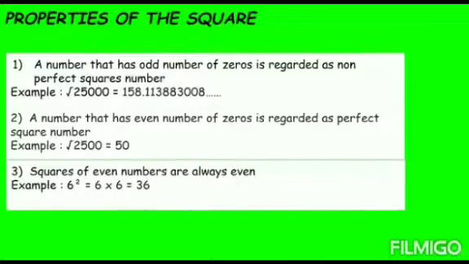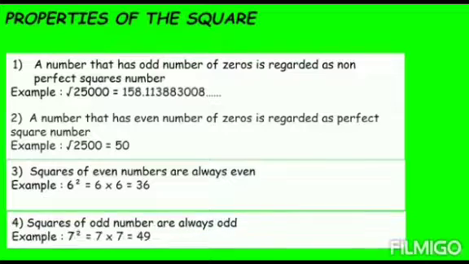The third property is that squares of even numbers are always even. For example, 6 square is equal to 6 into 6 is equal to 36. 6 is an even number and 36 is also an even number. Hence, this condition is also proved. The fourth property is that squares of odd numbers are always odd. For example, 7 square is equal to 7 into 7 is equal to 49. 7 is an odd number and 49 is also an odd number. Hence, this condition is also proved.